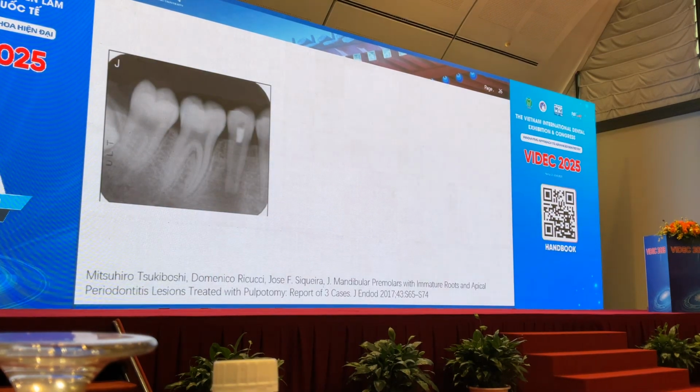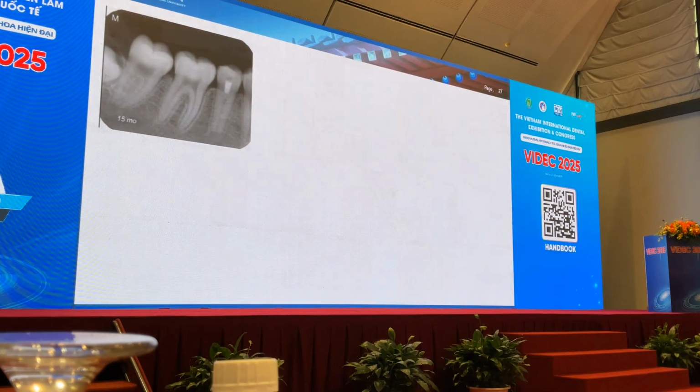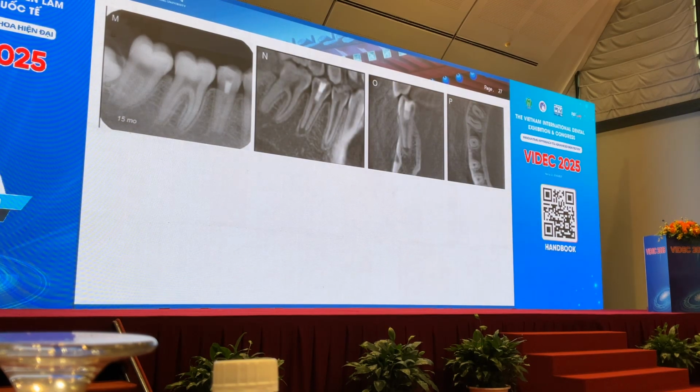This is the X-ray just immediately after the operation. And at the 5 months and 9 months follow-up, the X-ray shows the radiolucence decreased and the root continued to develop. It's very obvious, right? And 15 months after the operation, we could say the bone lesion resolved completely. And the CBCT scan confirmed it as well.